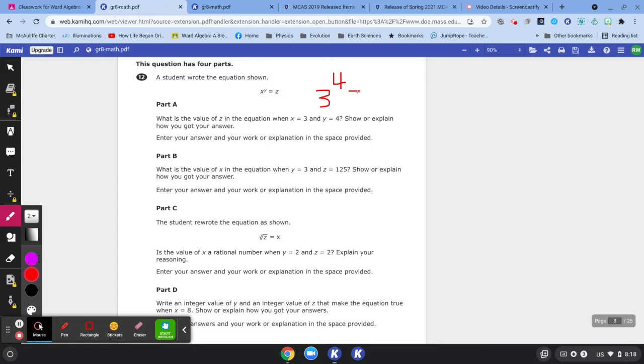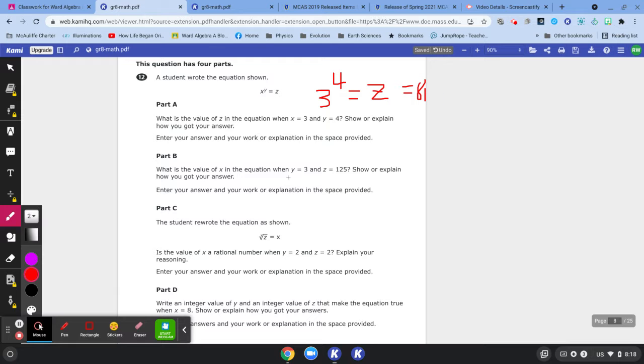And that equals z. And so 3 to the 4th power is 3 times 3 times 3 times 3, which is 9 times 9, which means z is 81. So that's 81. It won't let me write out there, so I'll put it there. So that's 81. So z is 81.